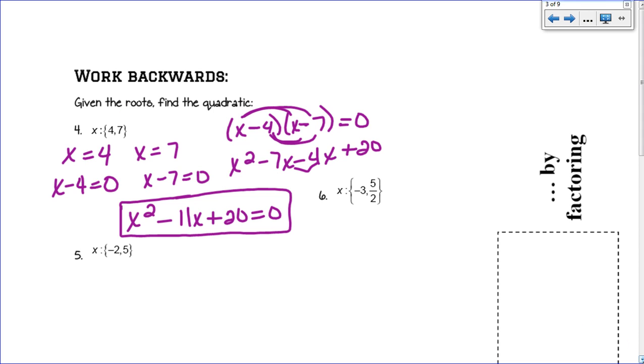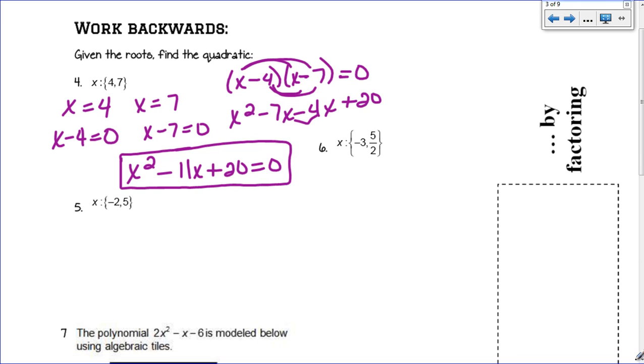So now let's do number 6 over here. Number 6 has a fraction in it, which is not a big deal. It works the same way, but we'll start with the first one. So I have x equals negative 3. Well, I need it to be 0, so I add 3. So I have x plus 3 equals 0. So that's good.